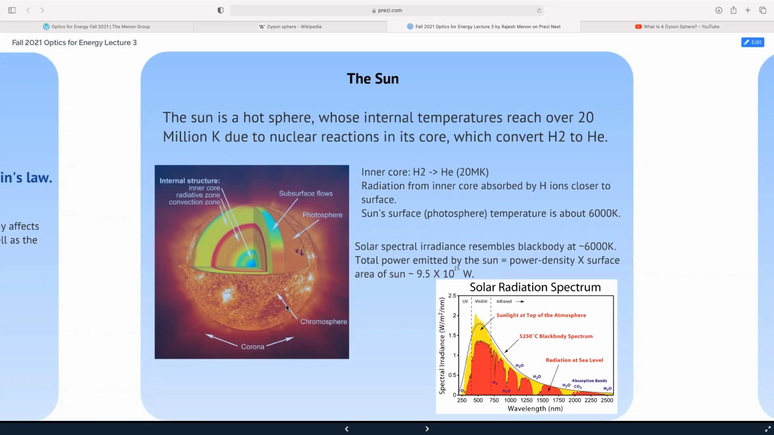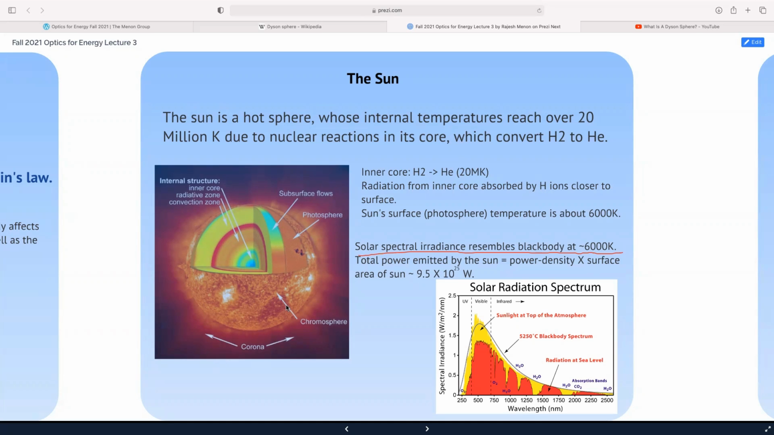Keep in mind that the sun is huge, right? I don't remember how many times larger than the Earth, but it's tremendous. So this radiation is what we see here on Earth. The temperature of the surface of the photosphere is about 6,000 Kelvin, so we can say the solar spectral radiance approximately resembles a black body at 6,000 Kelvin. That's the reason for that.